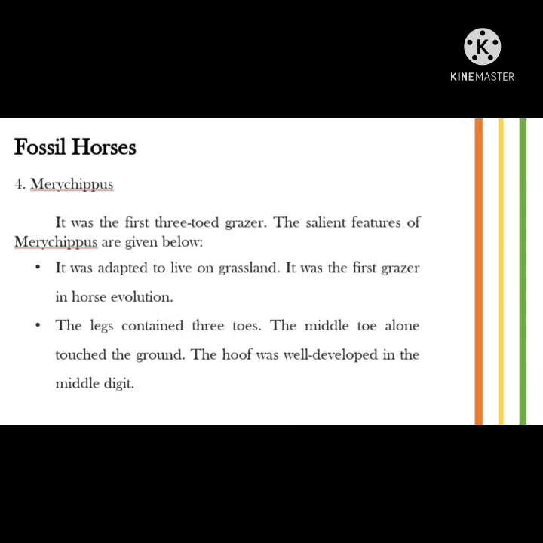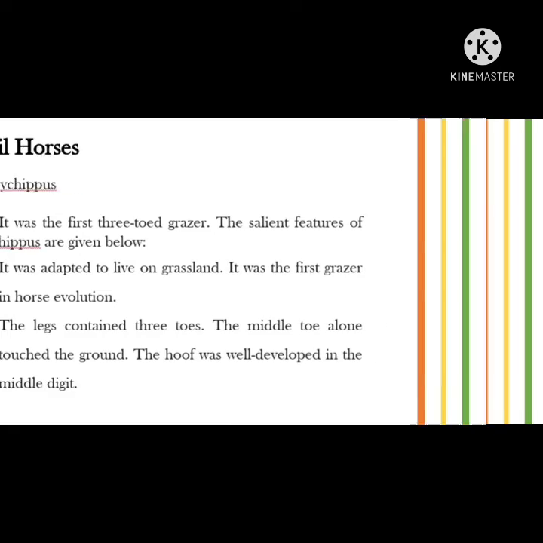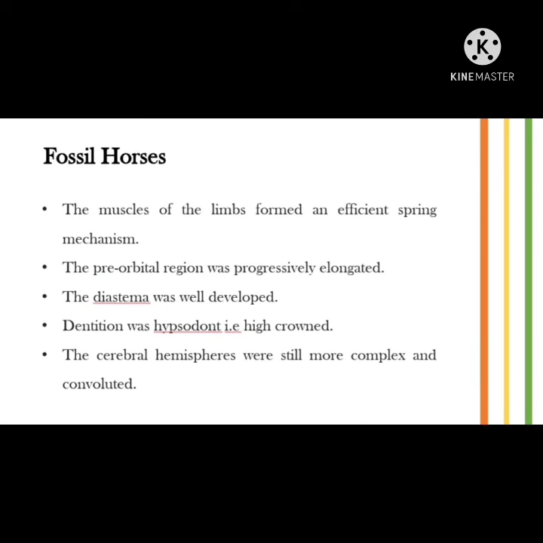The legs contain 3 toes. The middle toe alone touched the ground. The hoof was well developed in the middle digit. The muscles of the limb form an efficient spring mechanism. Its preorbital region was progressively elongated. It has a well-developed diastema, and its dentition was high-crowned. The cerebral hemispheres were still more complex and convoluted.